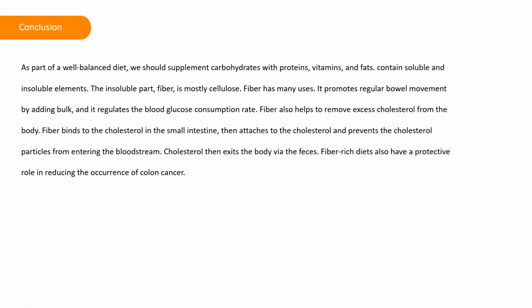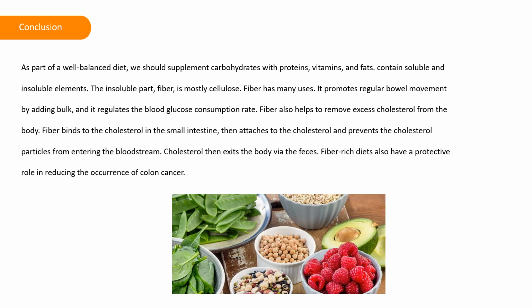As part of a well-balanced diet, we should supplement carbohydrates with proteins, vitamins, and fats. Carbohydrates contain soluble and insoluble elements. The insoluble part, fiber, is mostly cellulose. Fiber has many uses. It promotes regular bowel movement by adding bulk, and it regulates the blood glucose consumption rate. Fiber also helps to remove excess cholesterol from the body.